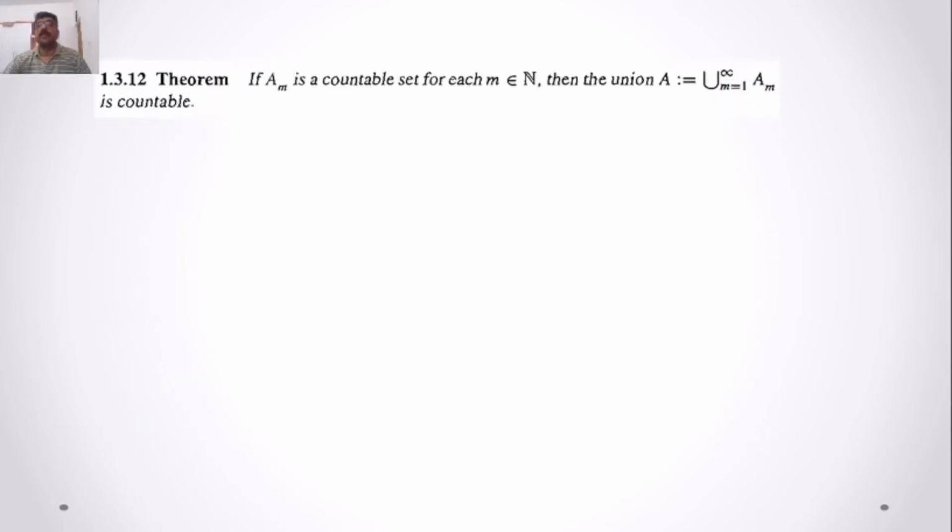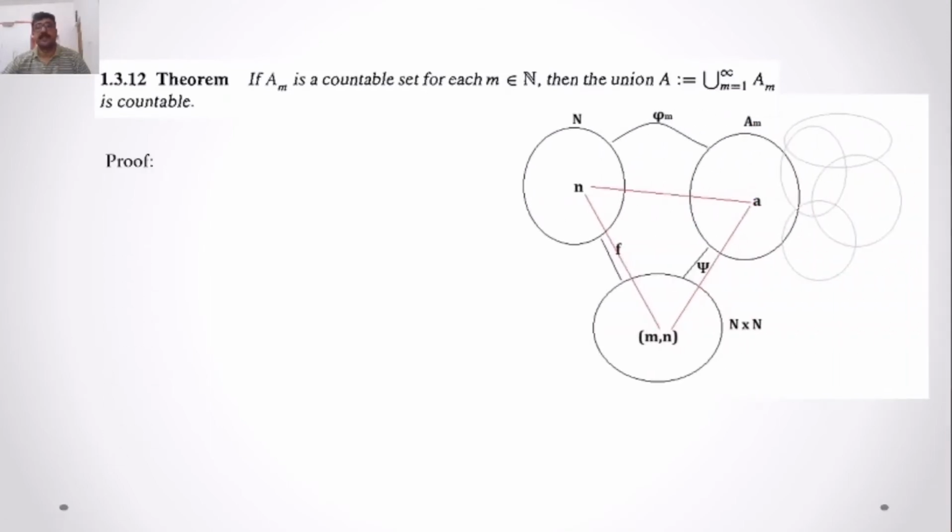Now we have to prove that a countable union of countable sets is countable. That is, if each A_m is countable, then the union of the A_m is also countable. To prove this, let A denote the collection, the union of all A_m. We have to prove there is a surjection from N to A. That is, if you take any element a here, correspondingly you should find an n such that, for some surjection phi, phi of n is equal to that a.